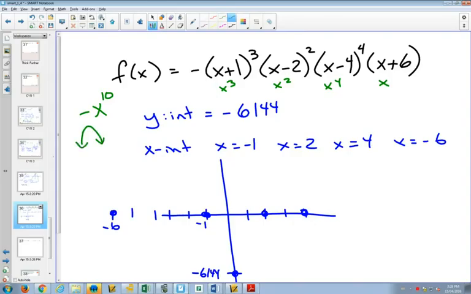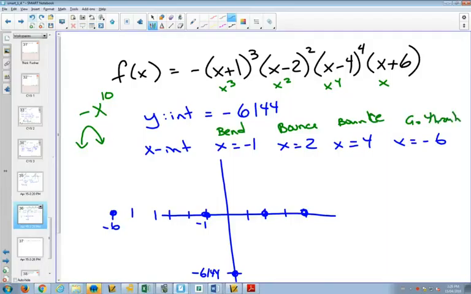So as far as drawing your graph, you're going to come from down here. We have to decide what we're going to do at each of these. What's going to happen at -1? Bounce, bend, or go through? -1 is going to have a bend. At 2, because it's a multiplicity of 2, it's going to have a bounce. At 4, another bounce. And at -6, it's going to go through.